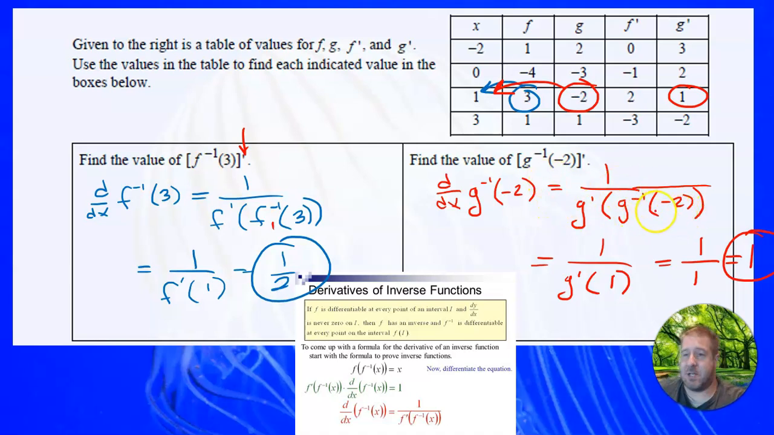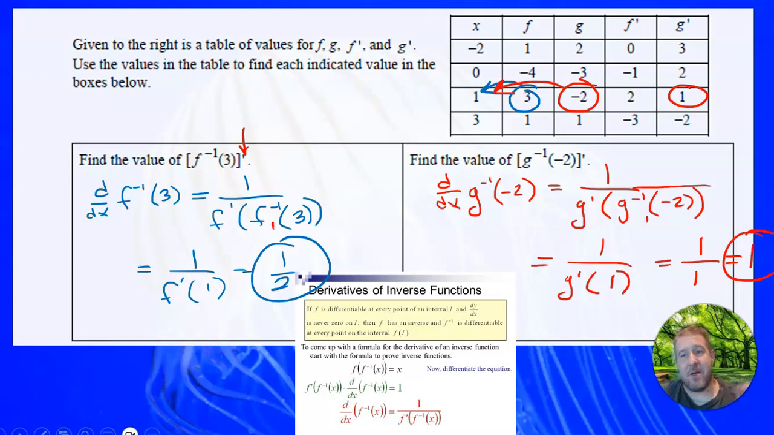All right, just got to work on the most inner part first. G inverse of negative 2. Here's our g column. Here's negative 2. The g inverse of negative 2 is 1. So this is all really just 1. So it's now g prime of 1. G prime of 1 is 1. This is all 1. So 1 divided by 1 is 1, and 1 is our solution.